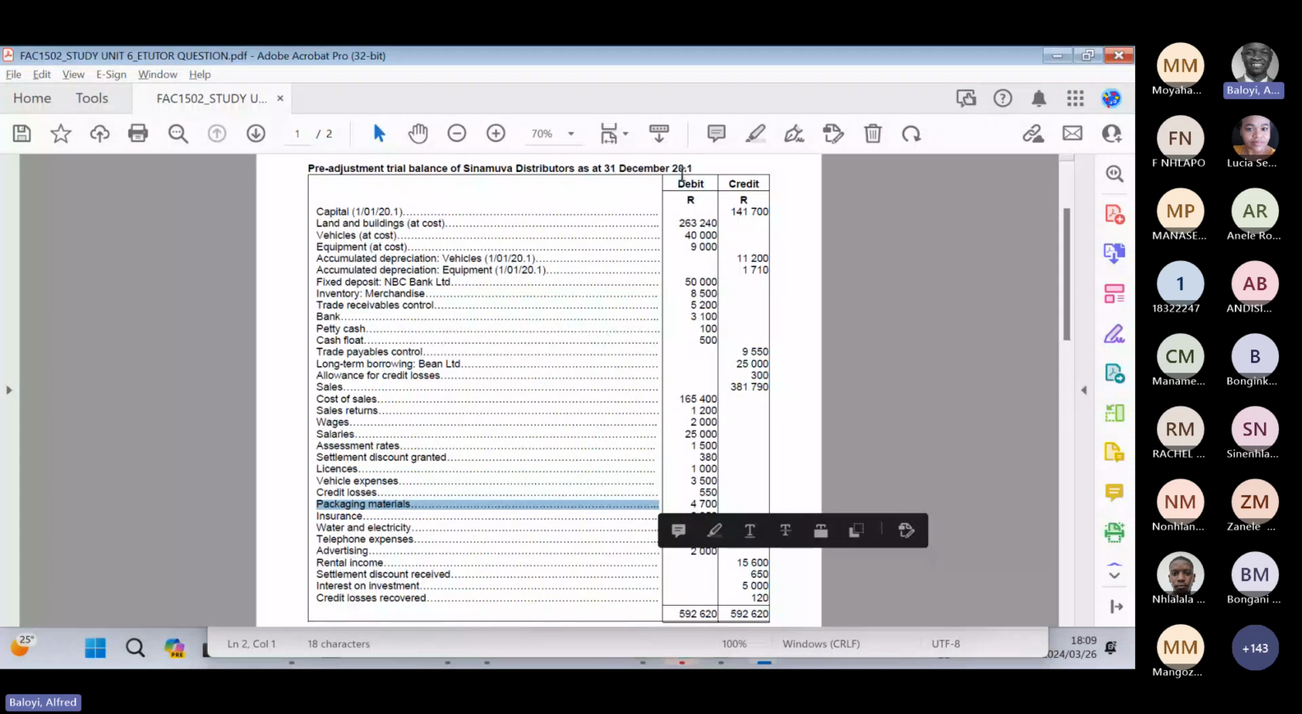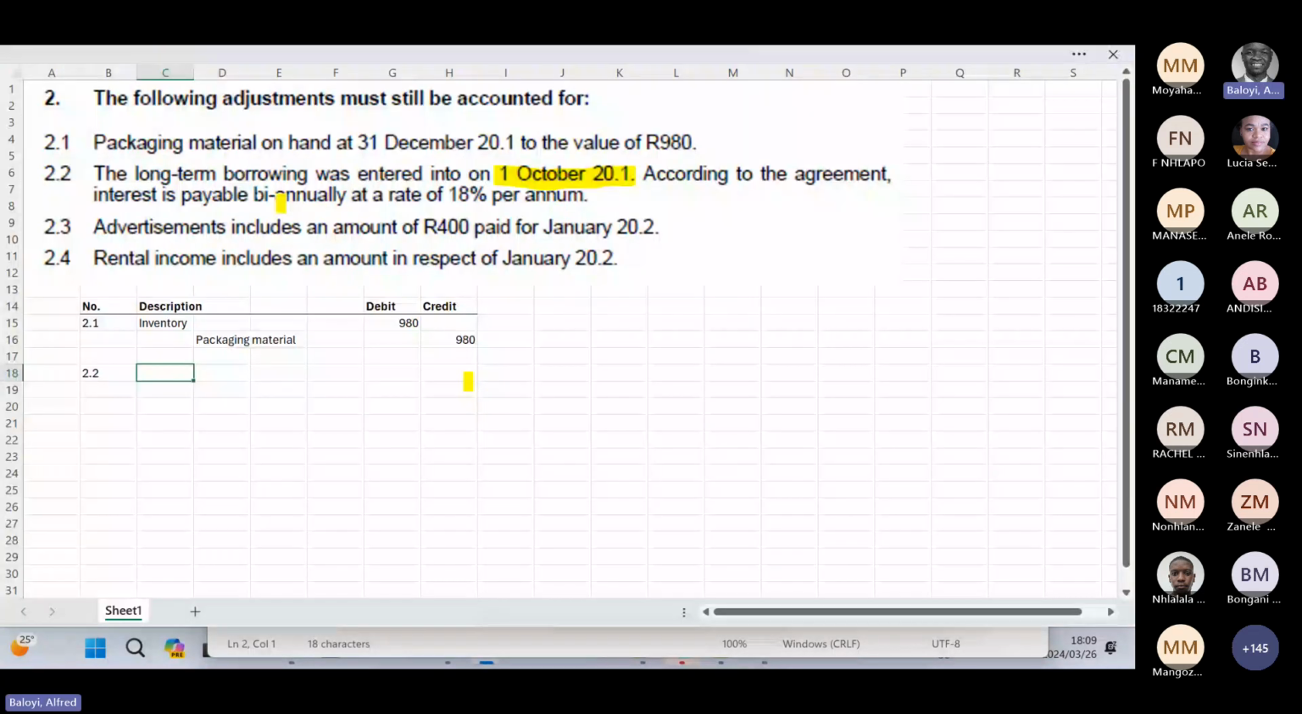So what does that mean? It means that this interest will not accrue for the entire year, meaning that the 18% will be calculated only for October, November, up to December, right? So what are your journal entries? We know that interest expense will be your debit, and your credit will be accrued expenses.